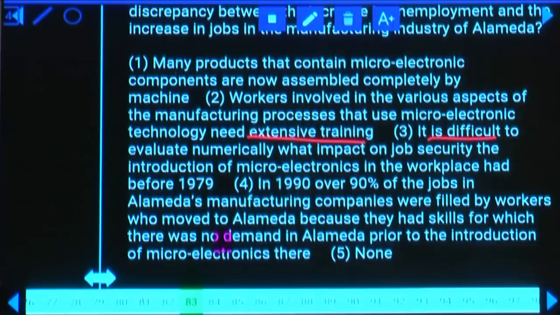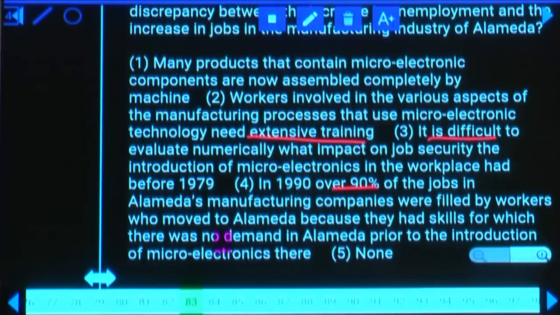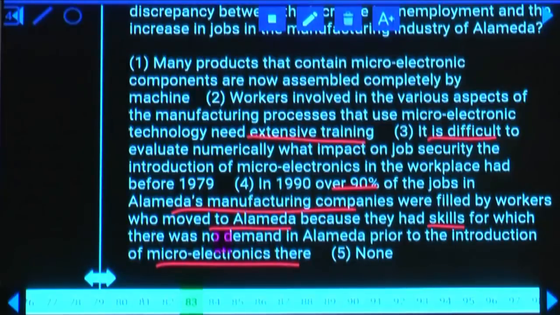And the fourth one: in 1990, over 90% of the jobs in Almada's manufacturing companies were filled by workers who moved to Almada because they had skills for which there was no demand in Almada prior to the introduction of microelectronics there. Isn't it? Are you getting the answer or not? What is the answer here? There is a discrepancy. Why is there a discrepancy? They are saying that they lost their jobs. More and more people are losing their jobs after the introduction of microelectronics, whereas the department has shown that more and more people are now employed.